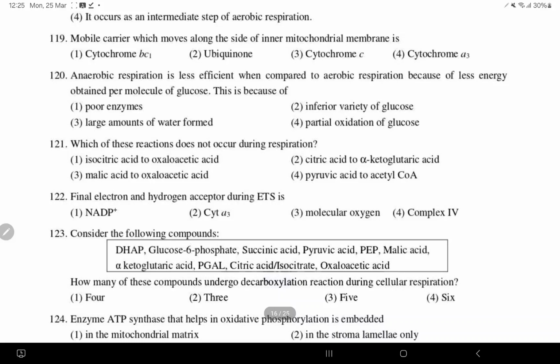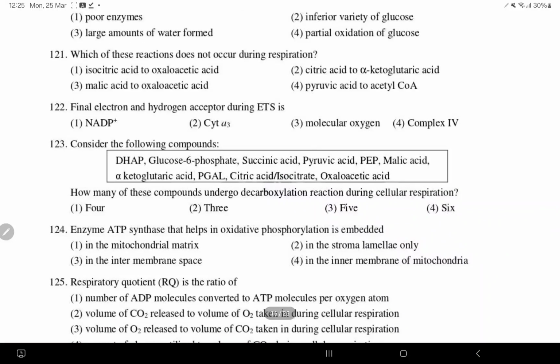Anaerobic respiration is less efficient when compared to aerobic respiration because less energy is obtained per glucose molecule. This is because of partial oxidation of glucose, option 4. Which of these reactions do not occur during respiration?